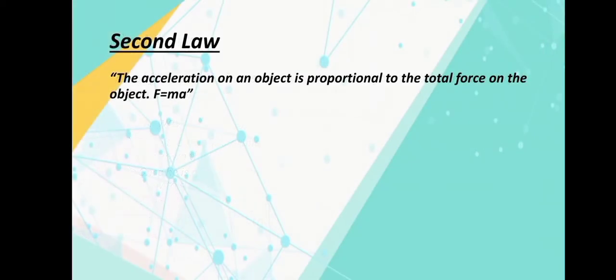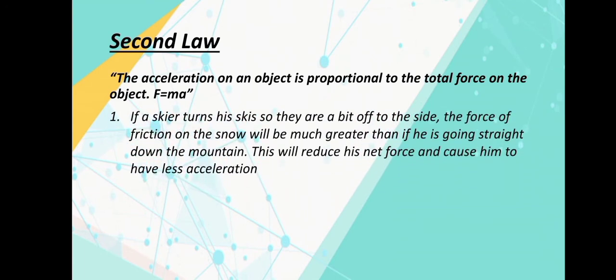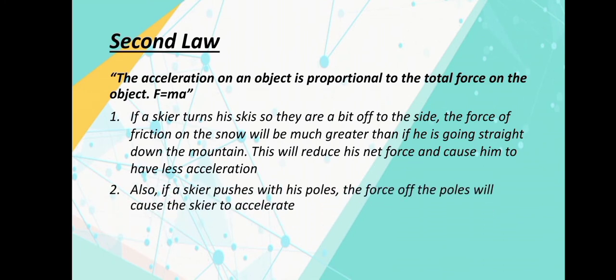Second law of motion is stated as: the acceleration of an object is proportional to the total force on the object, which is often known as F is equal to ma. If a skier turns his skis so that they are a bit off to the side, the force of friction on the snow will be much greater than if he is going straight down the mountain. This will reduce his net force and cause him to have less acceleration. Also, if a skier pushes with his poles, the force of the poles will cause the skier to accelerate.